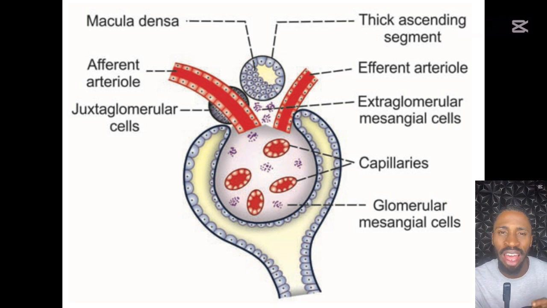The next one is the extraglomerular cells. The extraglomerular cells are very simple. They are cells that are scattered in the triangular area, like you are seeing on your screen now, in between the Macula Densa and the afferent and efferent arterioles. They do not have secretory granules.